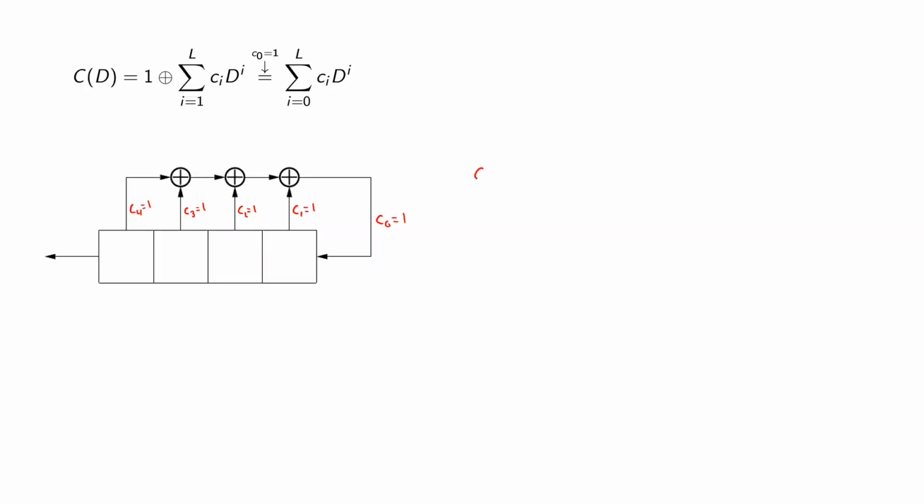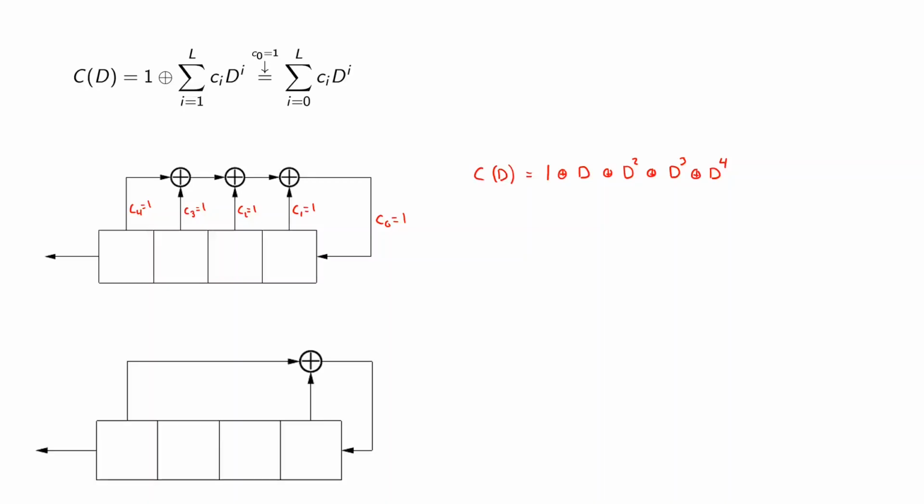So our connection polynomial for this LFSR, C of D, is written as 1 plus 1 times D, because this is C1 times D, plus D squared, because it is C2 times D squared, and then C3 times D cubed, so we have D cubed, and C4 times D to the 4, so we have D to the 4. So the connection polynomial for this LFSR is 1 plus D plus D squared plus D cubed plus D to the 4.